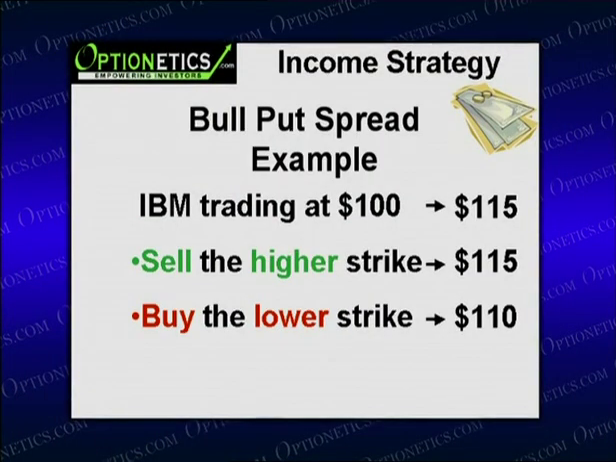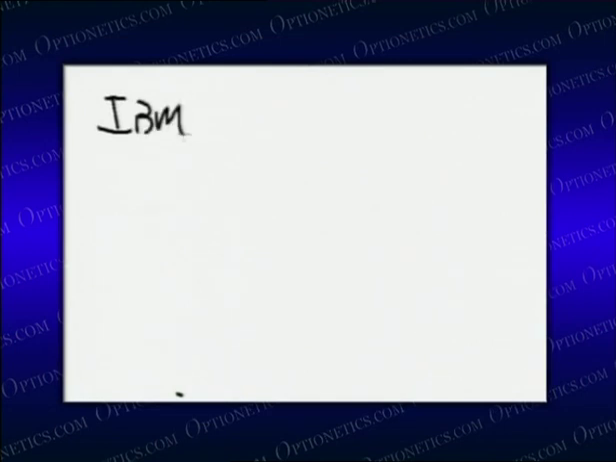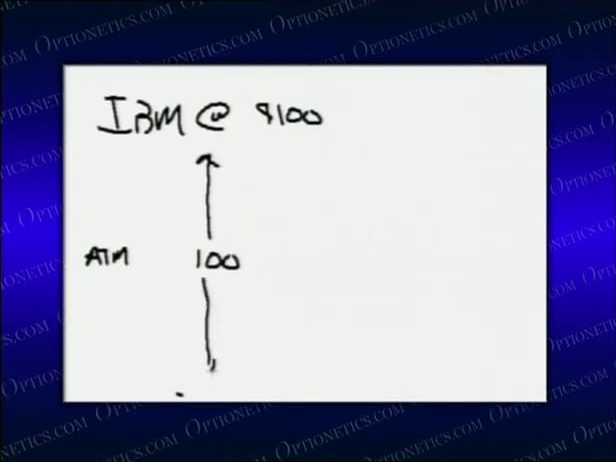Okay, let's take a look at a bull put spread example. George, why don't you show us what we're doing here? Yeah, let's say IBM. We've been using IBM a lot here. IBM is at 100. What I like to do is graph everything out. So let's put 100. Remember, the 100 would be at-the-money options, so then you're going to have options above and options below. Let's just add some strikes, 110, 120, etc.